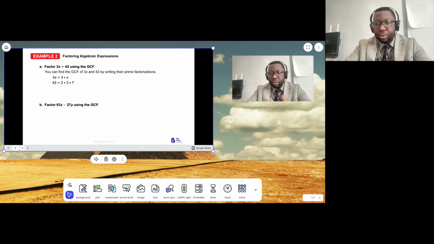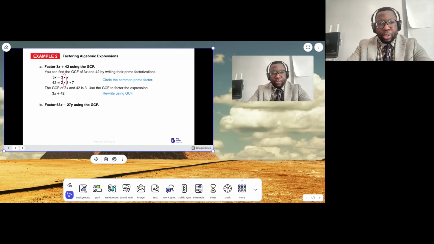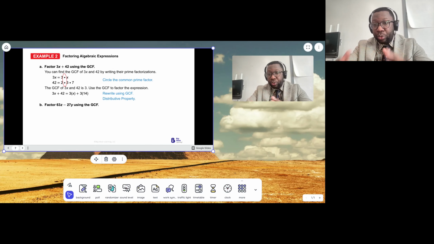And what about 42? Well, 42 is 2 times 3 times 7 using prime factorization. What do they have in common? Circle the common prime factors, which in this case is 3. And so we're going to factor out the number 3, and that's going to be outside of the parentheses. And so when we rewrite this expression using prime factorization, we're going to have 3 parentheses x plus 14, because 3 times x gives us 3x, 3 times 14 gives us 42.